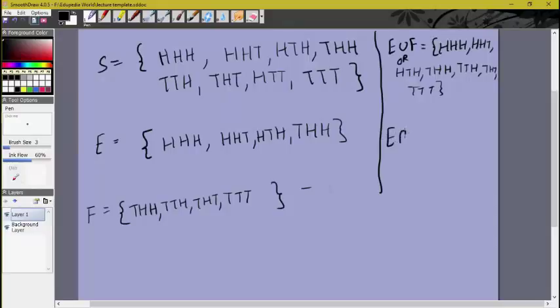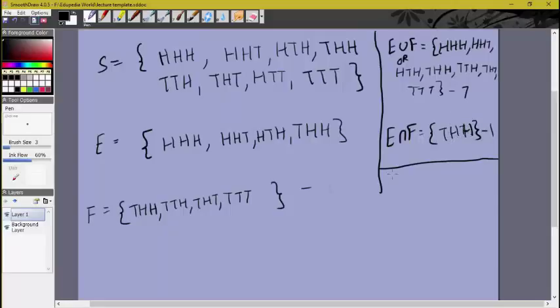Then you have what is called E intersection F, which would be the set which has elements which belong to both E and F. There is only one element, THH, which belongs to both E and F. So E intersection F will simply be THH. E union F has a total of 7 elements, 1, 2, 3, 4, 5, 6, 7. This has only one element in it. And this is the probability that both E and F occur. That means you have two heads, but you also begin with the tails. So there is only one.